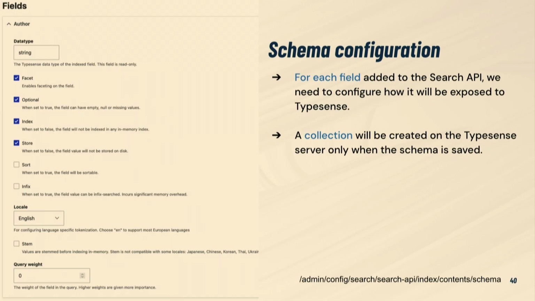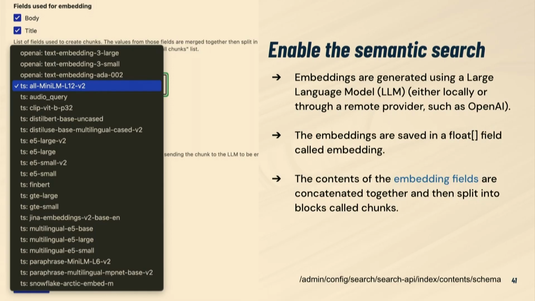Okay. After that, for each field, you have to configure the schema. The schema is how you want to expose your fields to Typesense. So, I mean, if you want to use a particular field in a facet search, or if a particular field is required or not, and so on.